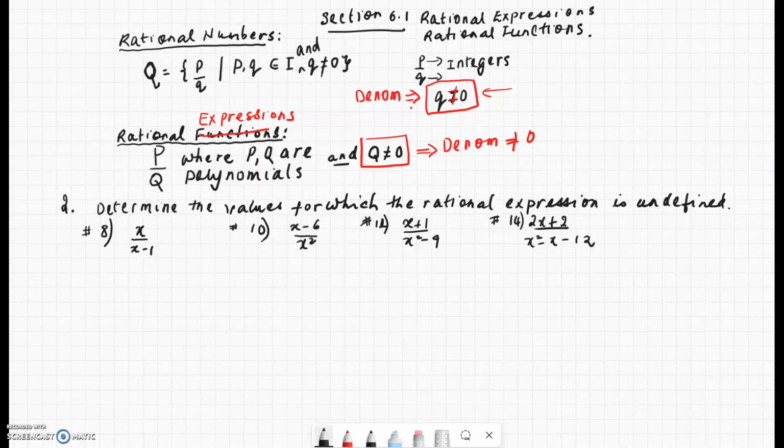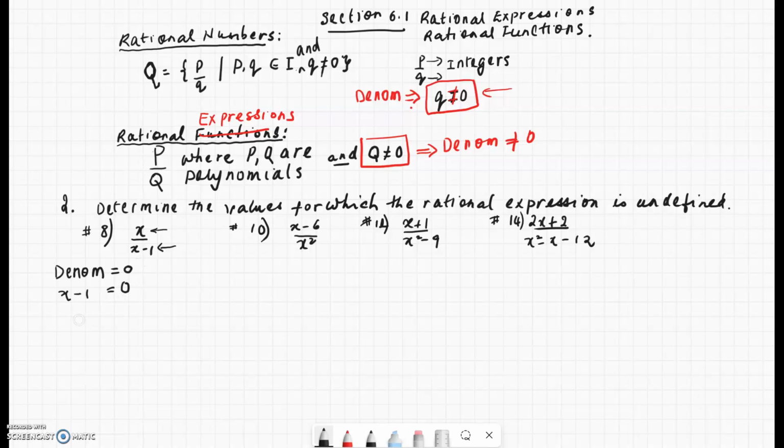Okay, so let's look at number 8 from your textbook, x over x minus 1. So we have a polynomial in the numerator and a polynomial in the denominator, and that makes it a rational expression. Now, when is a rational expression undefined? When the denominator is equal to 0. So if we set the denominator equal to 0, we can figure out the values at which the denominator is equal to 0.